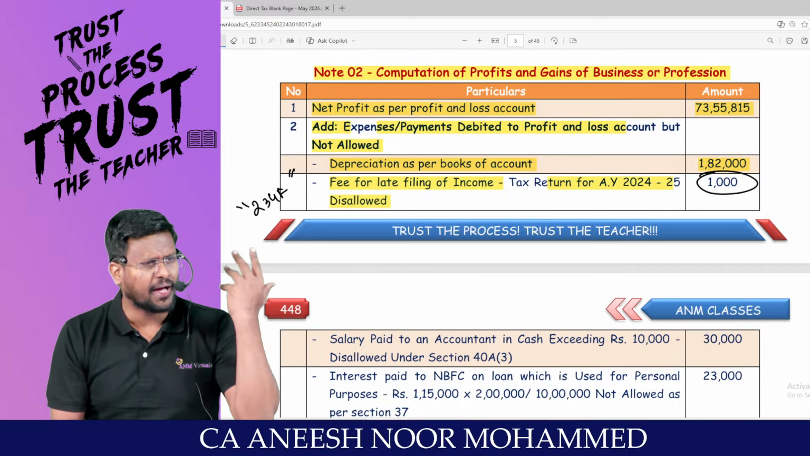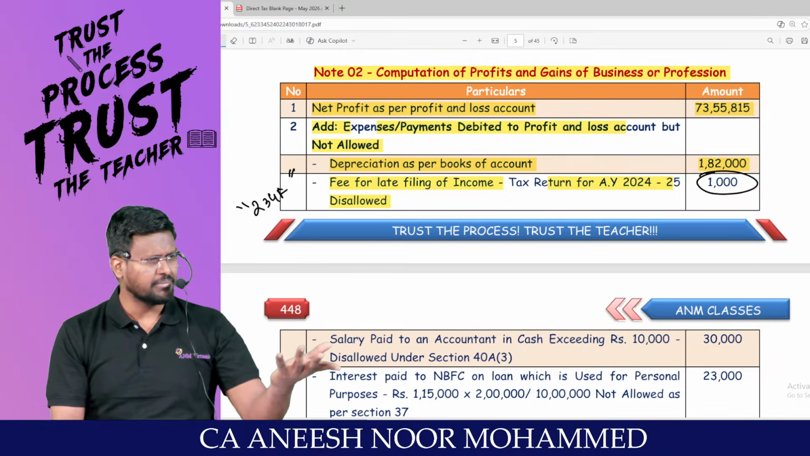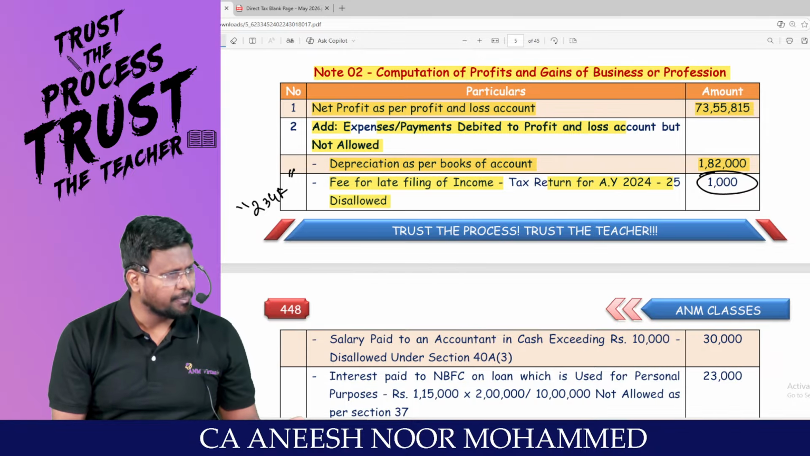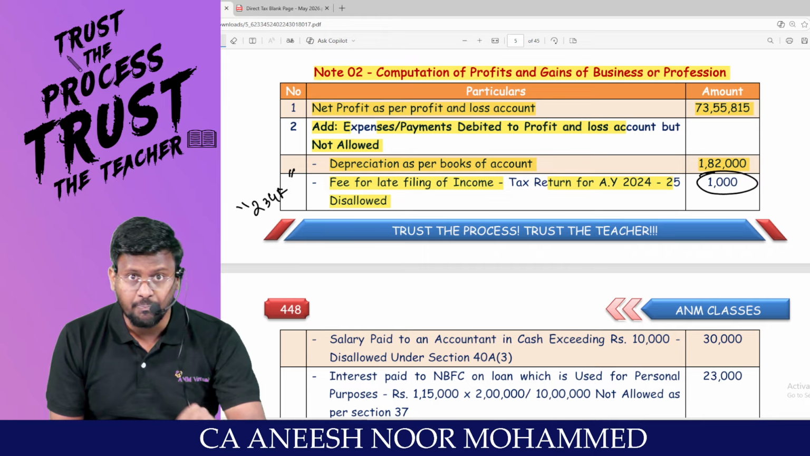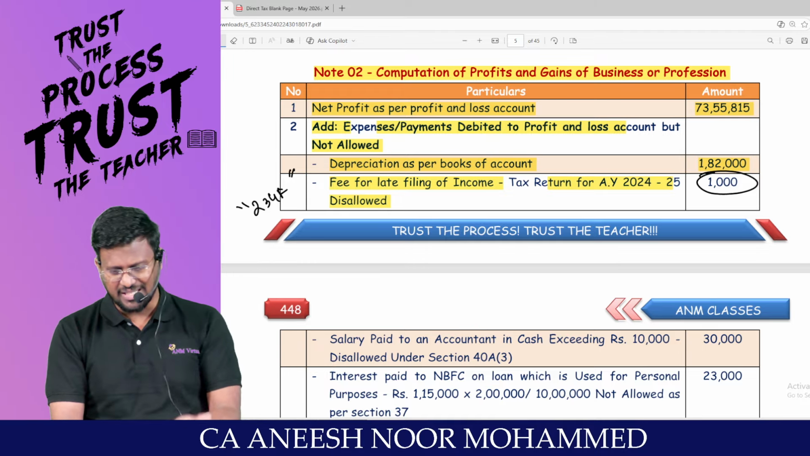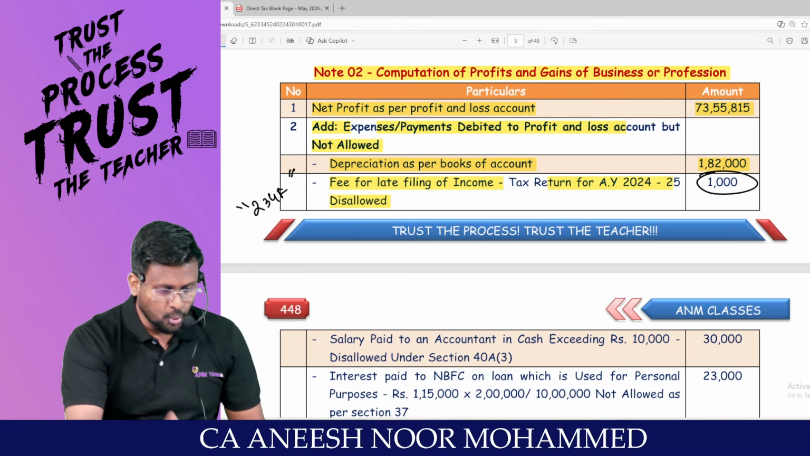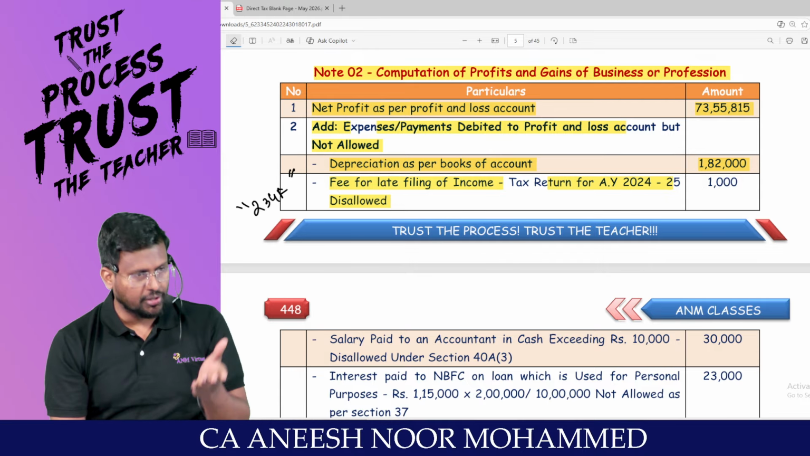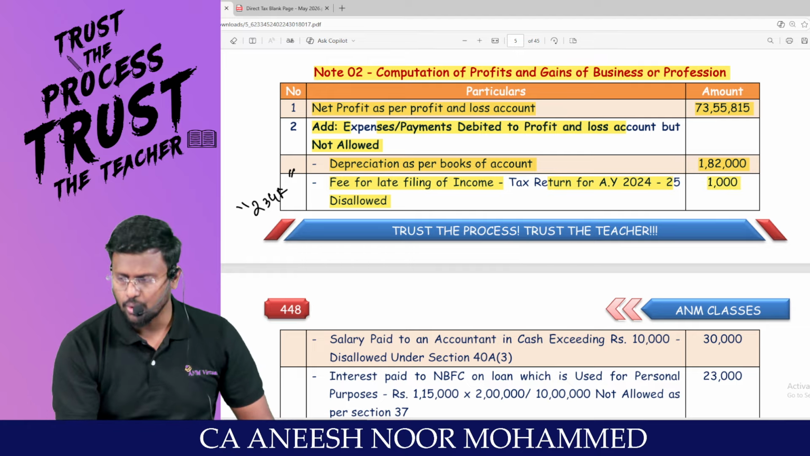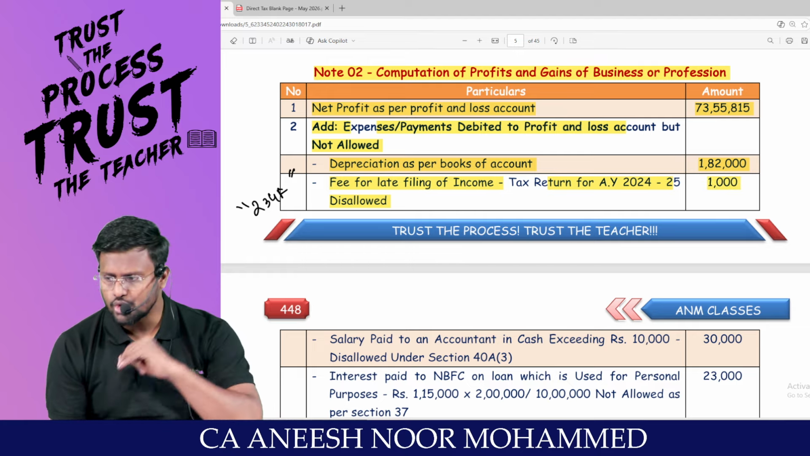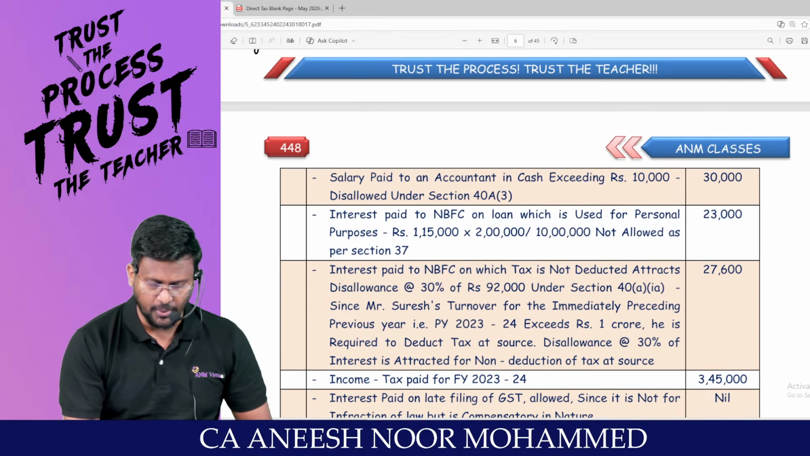Should be added back. The same thing, salary paid, rent paid, printing and stationery, traveling, the expense relating to business can be debited to P&L account. But this is anyayam, sir. This is your inefficiency to file the return of income on time. That has not been done by you. Because of that, 1,000 rupees has been debited to P&L account. Should be added back. Next one.